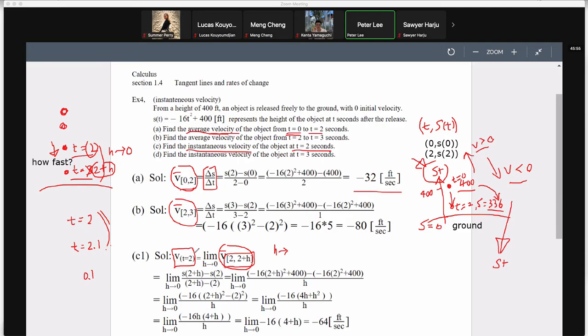So 2 to 2 plus h, that's average velocity, but average velocity will not do. We want instantaneous velocity, so we now have to let h approach 0. So we now take the limit. And this is the average velocity from 2 to 2 plus h. Close the gap. You now let h approach 0. A very similar concept to what we have seen in examples 1, 2, 3. Anybody has a question here?